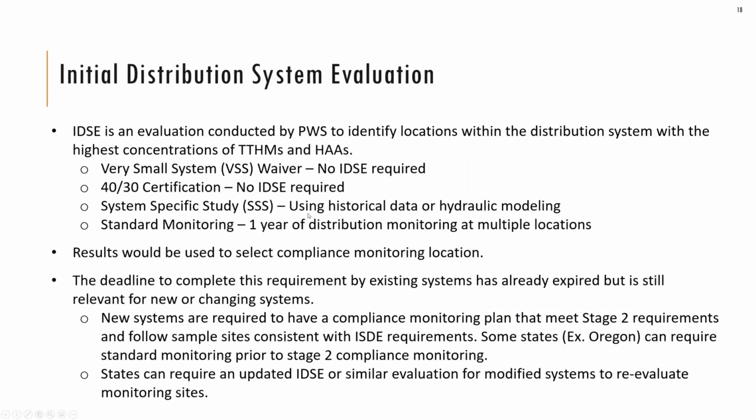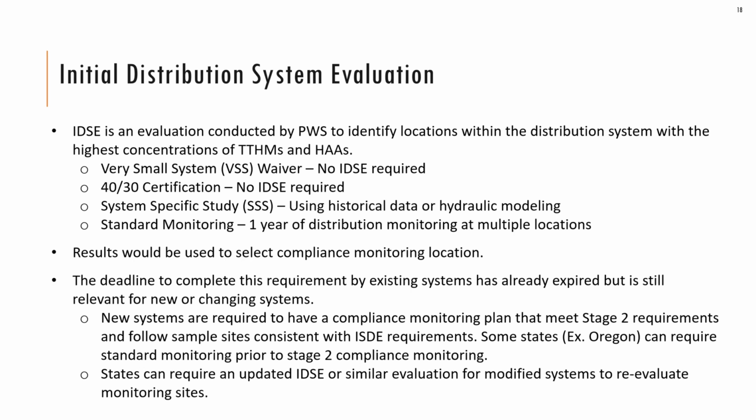So now let's talk about the individual components of the requirements of the Stage 2 DBPR. The first is the initial distribution system evaluation. When the Stage 2 was implemented, water systems were required to complete an evaluation to re-evaluate their current monitoring locations on their sampling plan and use those results along with previous Stage 1 monitoring results to find the highest DBP locations for their Stage 2 compliance monitoring sites.